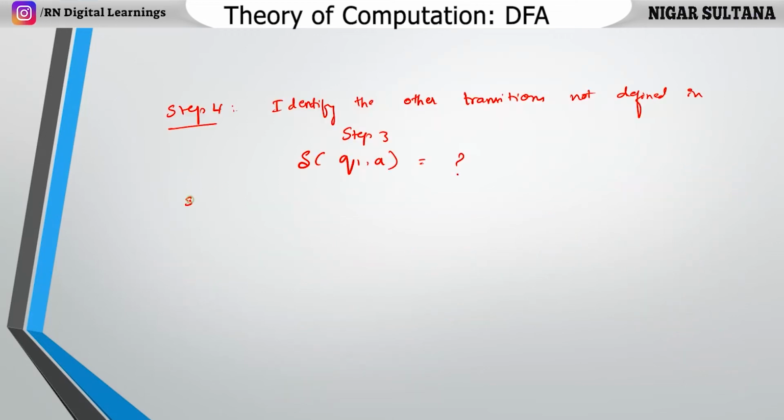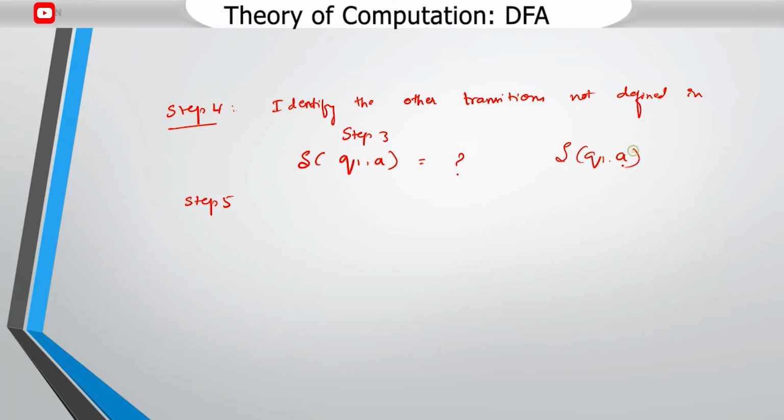So the fifth is step 5. So delta of Q1 comma A has to move to the same state because it is undefined. So this can be an infinite number of times A can come across. Now what is step 5? Step 5 is construct DFA.